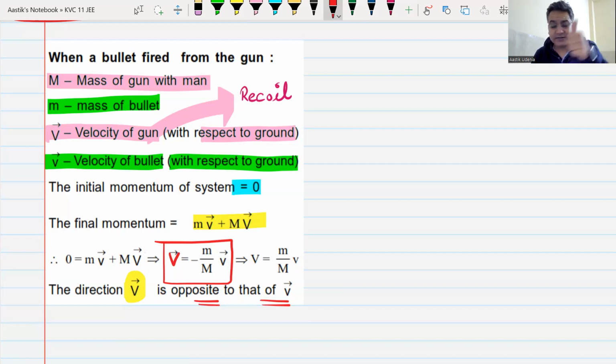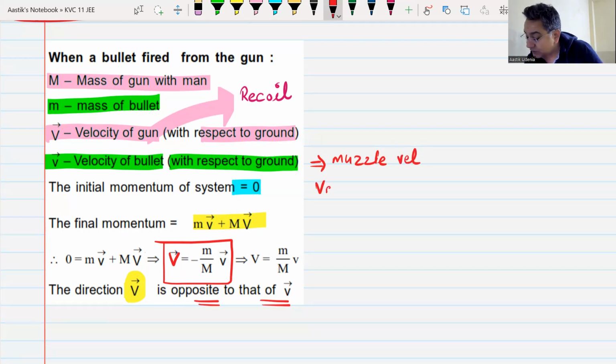Do we understand this? Now, this is the first case where V is given as the velocity of the bullet with respect to the ground. Sometimes instead of giving you this V, they give you the muzzle velocity. Now what is muzzle velocity?